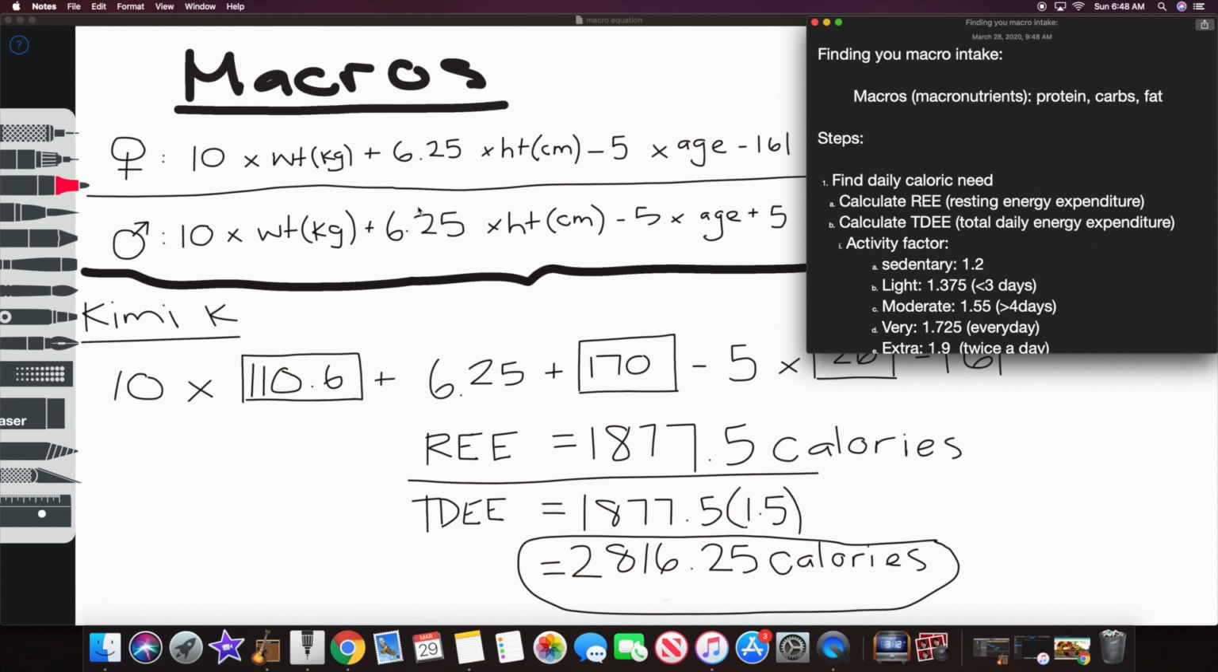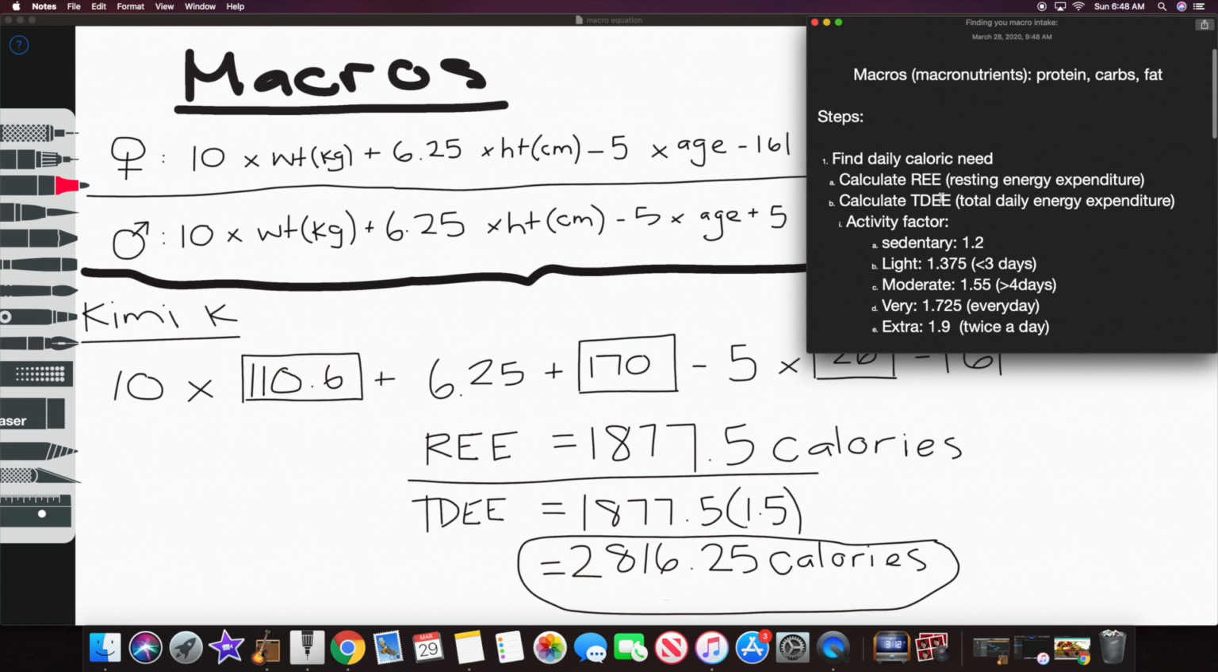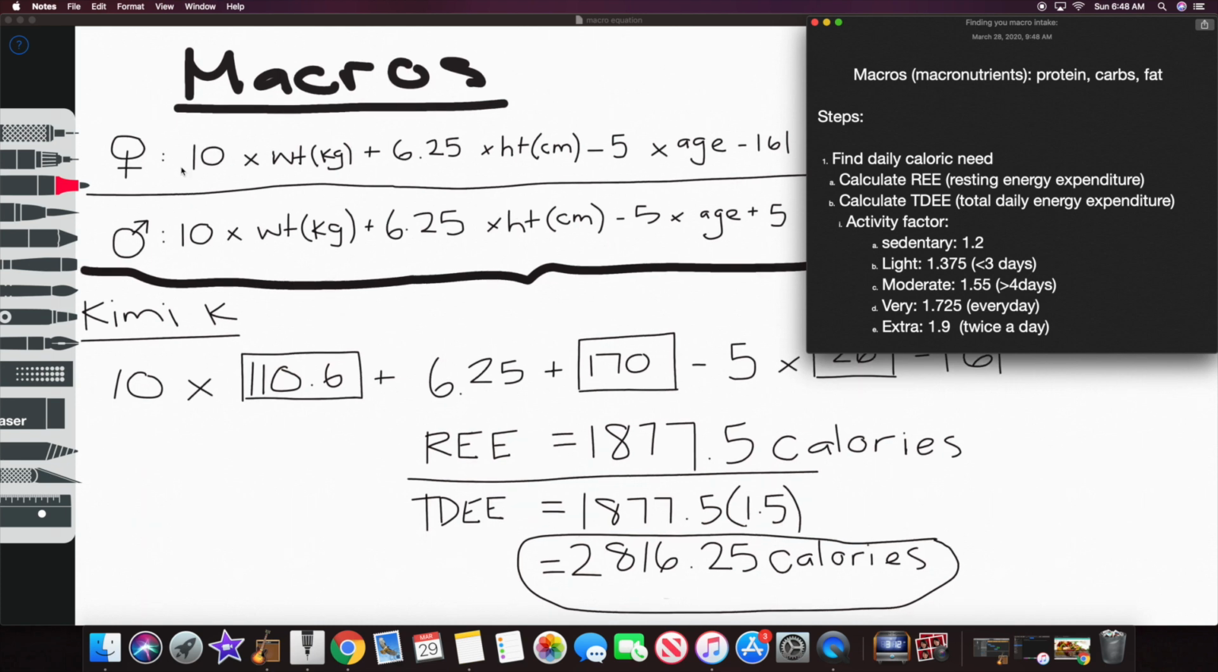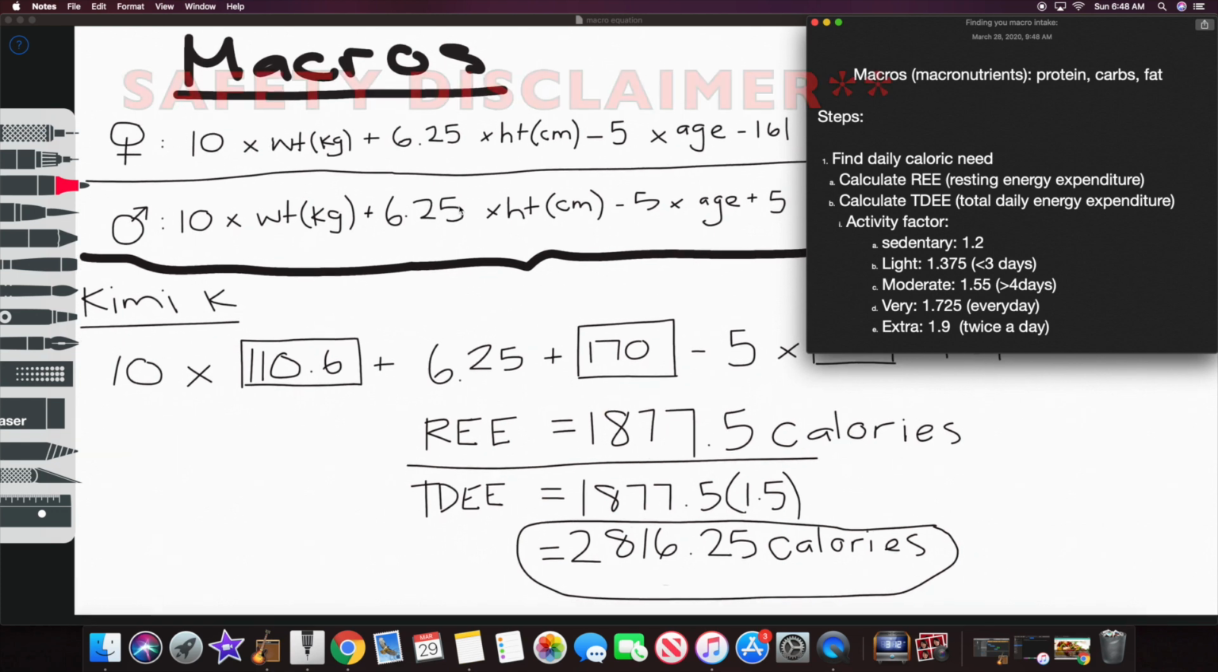So as you see, I have two equations here, fairly similar, small differences right here at the end. This is going to be the equation to find your resting energy expenditure, which is the first step you need to do in order to find your caloric need. So all you're going to do, ladies, this is your equation right here, and fellas, yours is on the bottom right here. So all we're going to do is insert our own numbers.